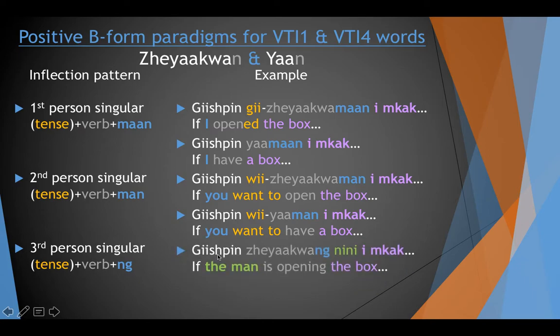So here's our first example. Gishbin jeakwang nene imkuk, if the man is opening the box. So notice we don't have a tense marker here, so it's in present tense now. And then everything else is color coded. So our subject here, the man, nene, is in green.